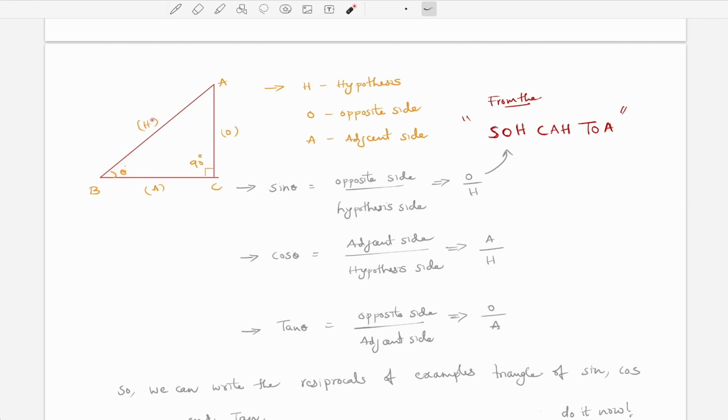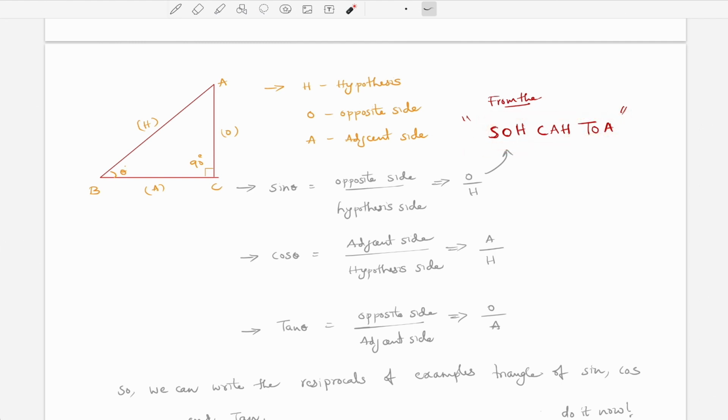What is H? Hypotenuse. O is the opposite side, and A is the adjacent side. I hope you're getting it. We have a right angle triangle here, so it is 90 degrees here, 45 degrees here, and 45 degrees here, which totals 180, right? SOHCAHTOA is just a kind of formula to remember sine, cos, and tangent.